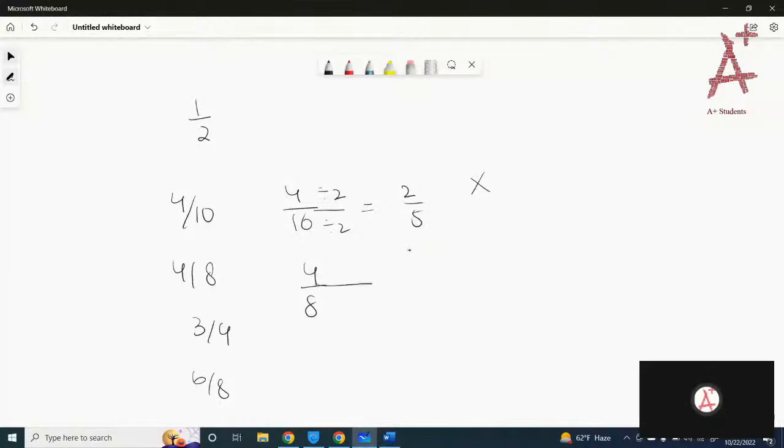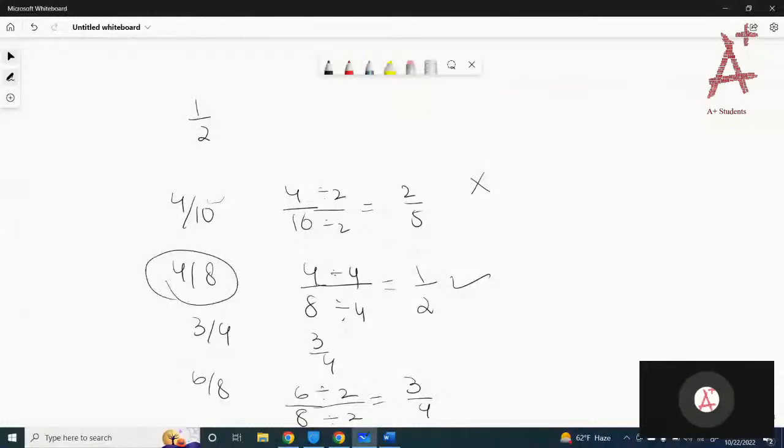4 over 8. Yes, you can divide them by 4. 4 times 1 is 4 and 4 times 2 is 8. Yes, that means that is the fraction that equals 1 over 2. You can check 3 by 4. You don't have any common number that can divide 3 and 4. Now you can check 6 over 8. Yes, you can divide them by 2. 2 times 3 is 6 and 2 times 4 is 8, but that is not equivalent to 1 by 2. Got it? So the fraction is 4 over 8. So 4 over 8 is a correct option.